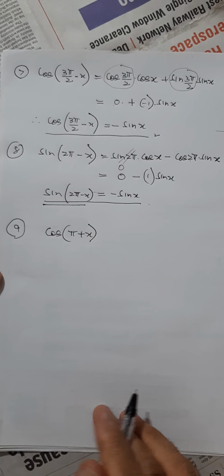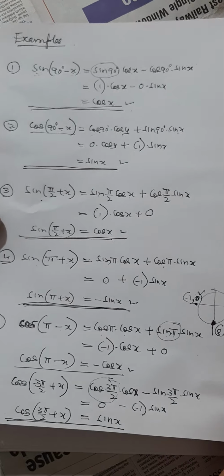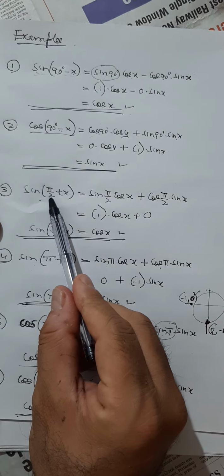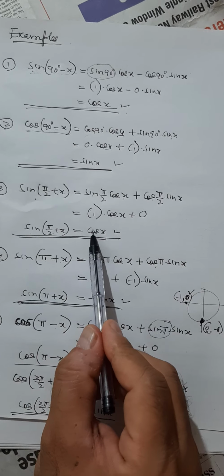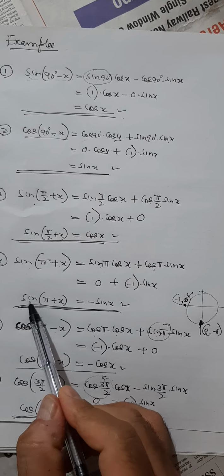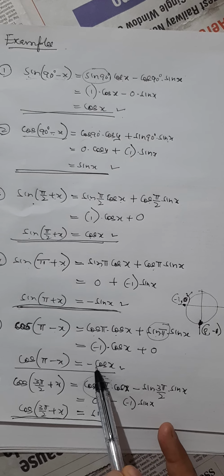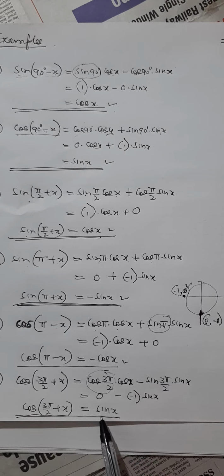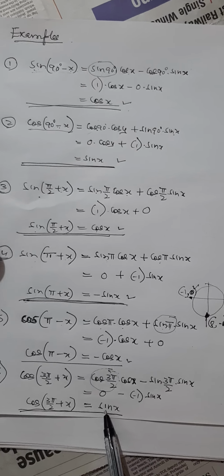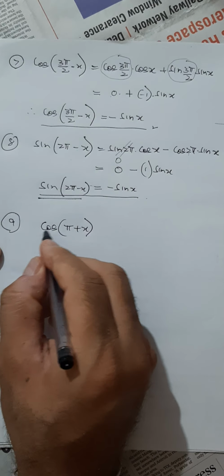Okay. So what we do here, if you observe two things, if you have pi by 2, then in answer you are getting corresponding function, sine then cos. If you have pi, then you are getting same function. You see pi, then same function. Pi by 2, then corresponding function. Right? So here, let me ignore this first.